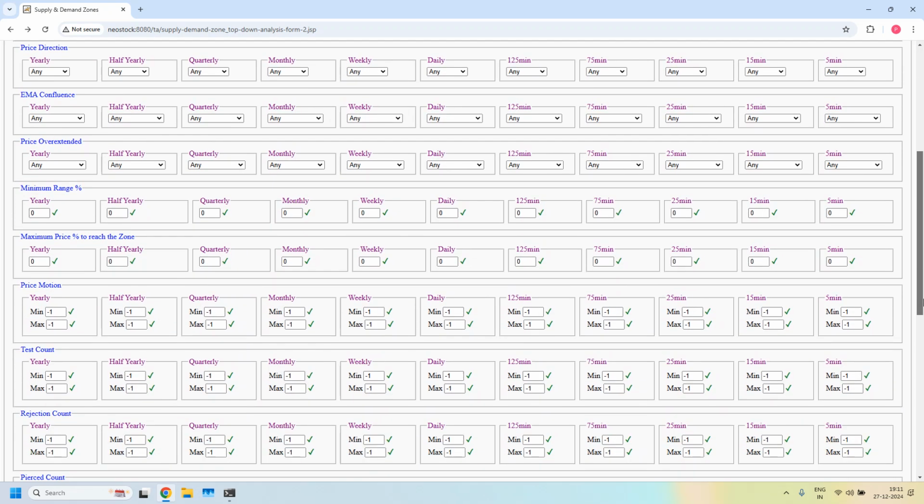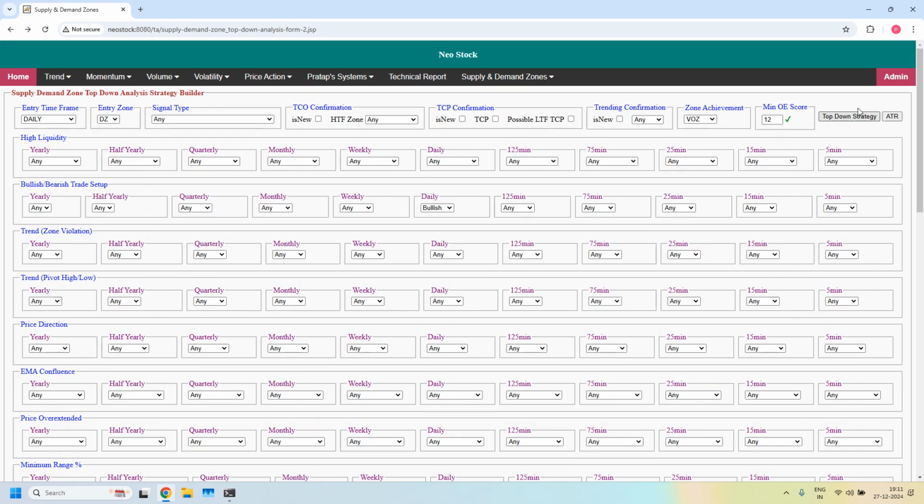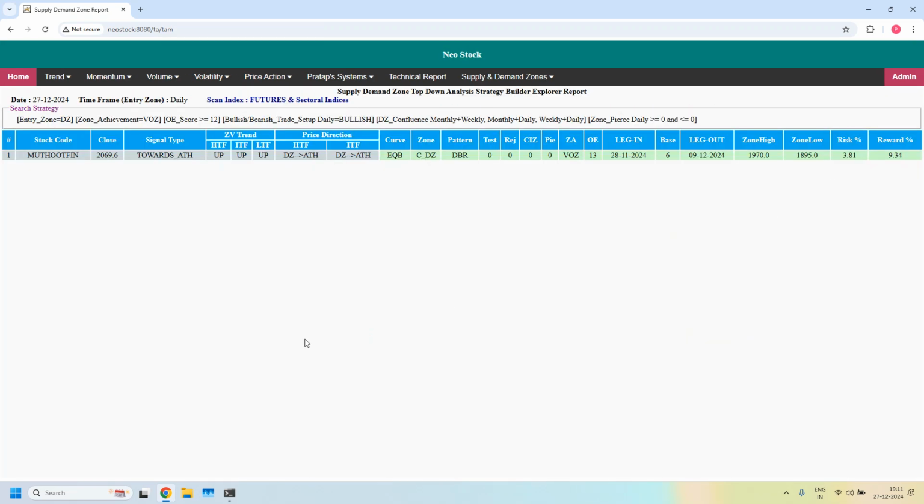In the demand zone confluence, I should set 3 filters. First filter is already enabled, that is daily with weekly demand zone confluence. Second filter, daily demand zone with monthly demand zone confluence. Third filter, weekly demand zone confluence with monthly demand zone. With all the 3 filters, LTF, ITF and HTF demand zone confluence, we got only one stock. This daily demand zone is part of the weekly demand zone, both together again part of the monthly demand zone. That is what LTF, ITF, HTF demand zone confluence means.